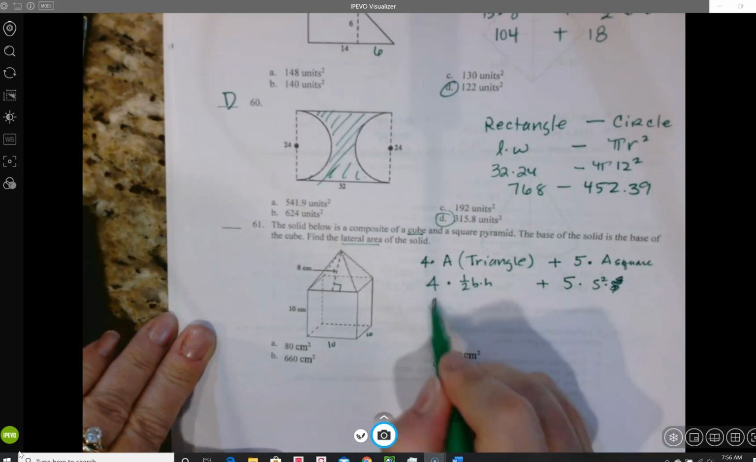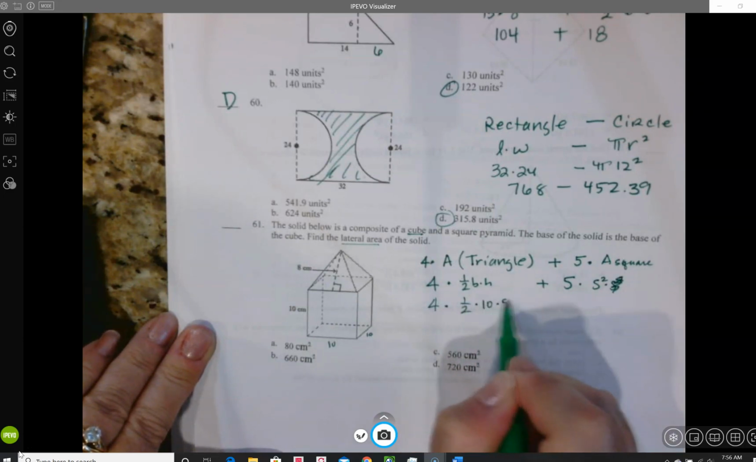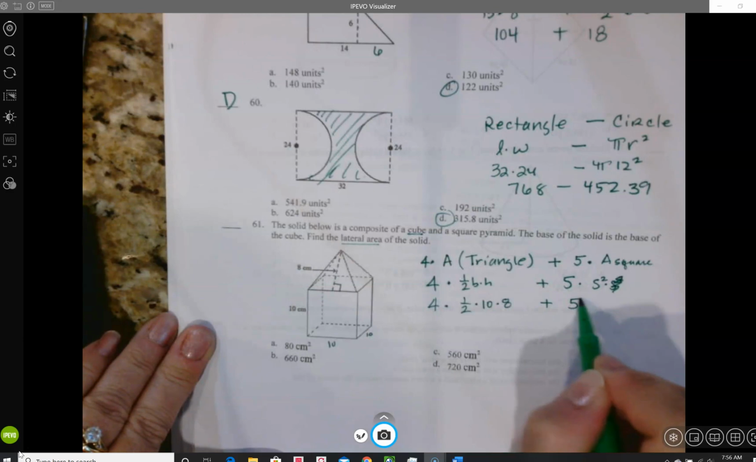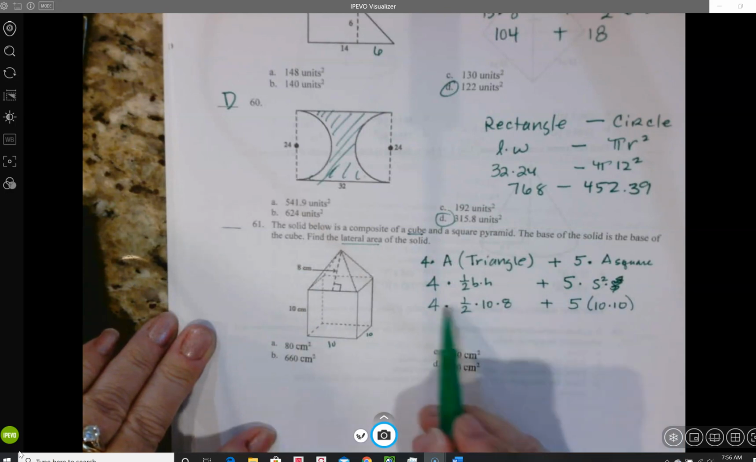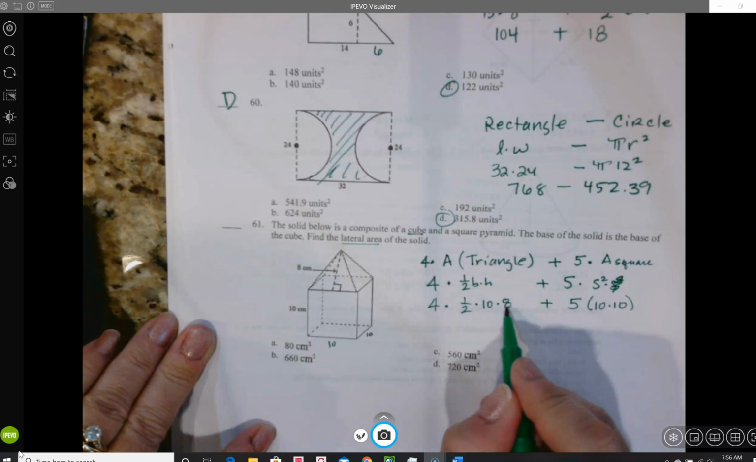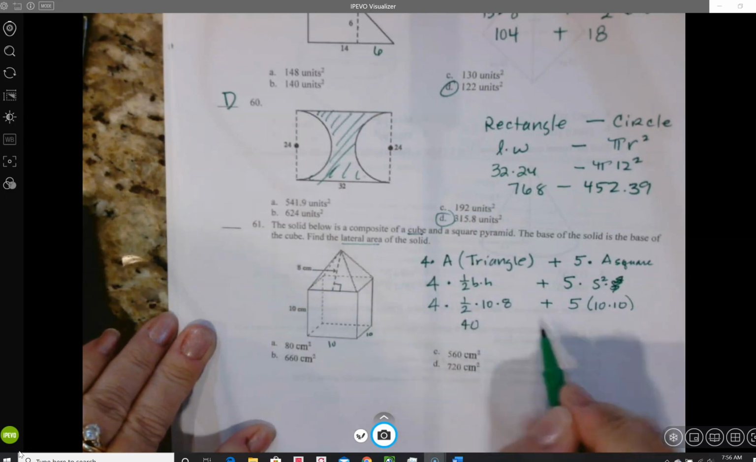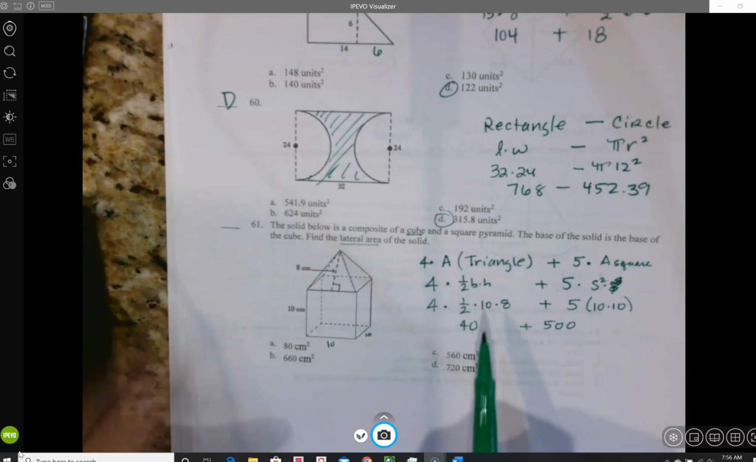So plug in what I know. My base of my triangle is 10. My height is 8. And each side on my square is 10, so 10 times 10. So 4 times 1/2 is 2, 2 times 10 times 8 is 40. And 5 times 100 is 500, and what happened? Something went wrong.